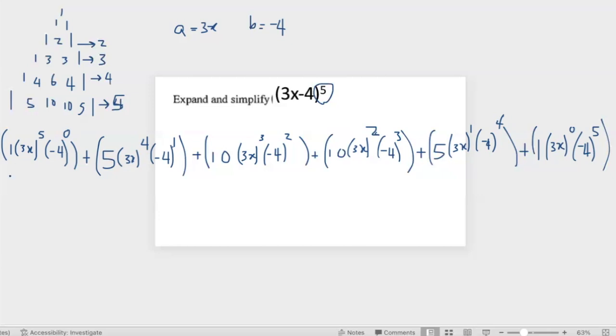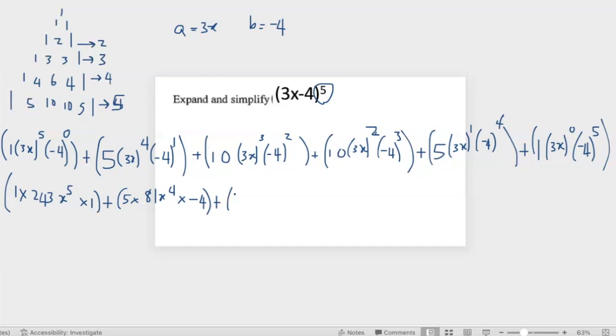So let's simplify. We have 1 times 3 to the 5th. We established from the previous activities 243. So this is 243. And then this is x to the 5. Negative 4 to the 0, that's 1. So that's going to be times 1. Then we have 5 times 3x to the 4th. So 3 to the 4th is 81. Then we have x to the 4th times negative 4 to the 1. That's minus 4.